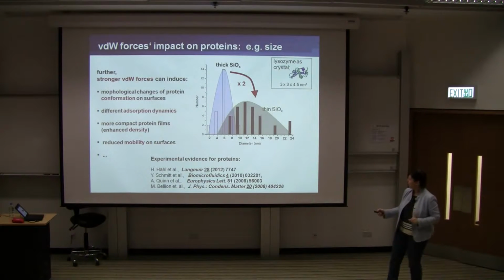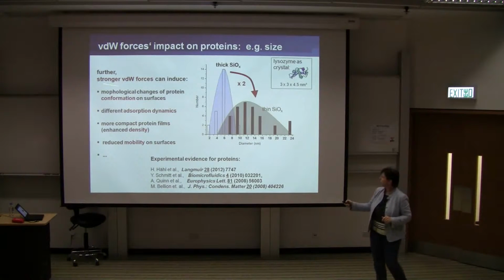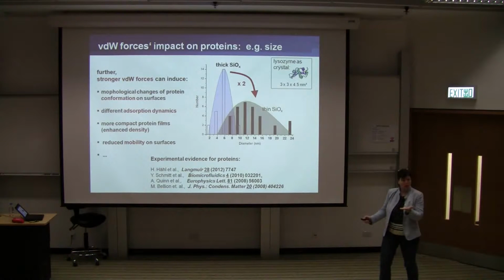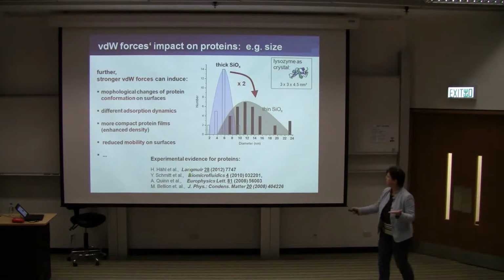This is a long story which I cut short now. So stronger van der Waals forces can induce morphological changes of protein conformation on surfaces. So on one type of surface, the enzyme can still be active, but on the other surface, with the same surface chemistry, it is inactive. So it's all published here.